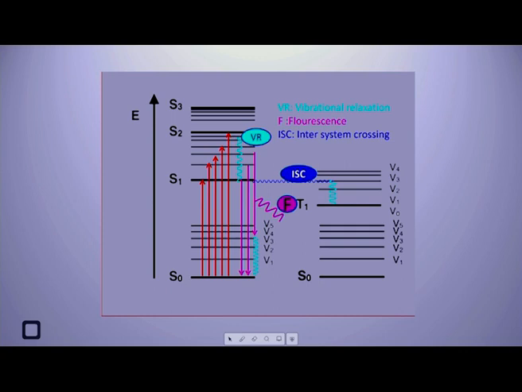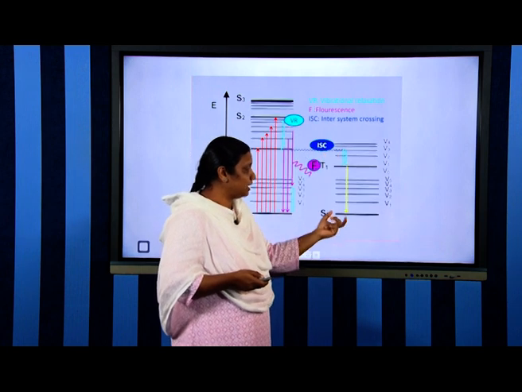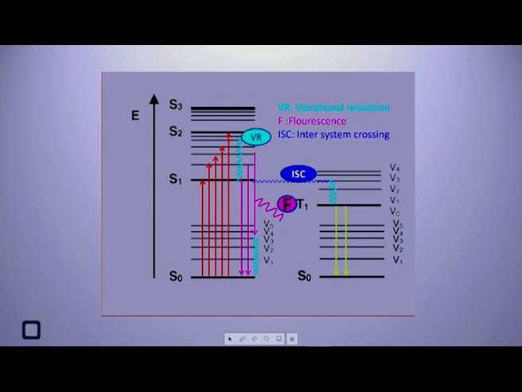From the lowest vibrational level of the triplet state, the electron or the molecule can come down to the ground state. It can come down to the various vibrational levels of the ground state. If it happens with the emission of radiation, then we say that it is phosphorescence.